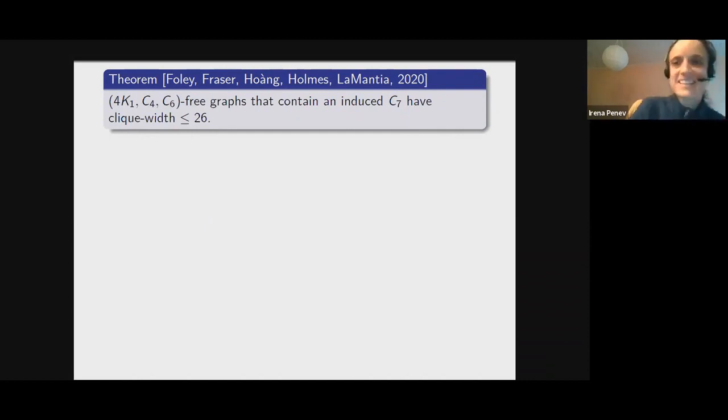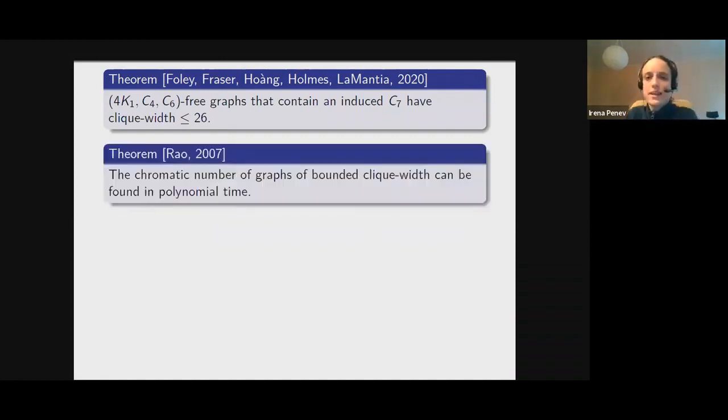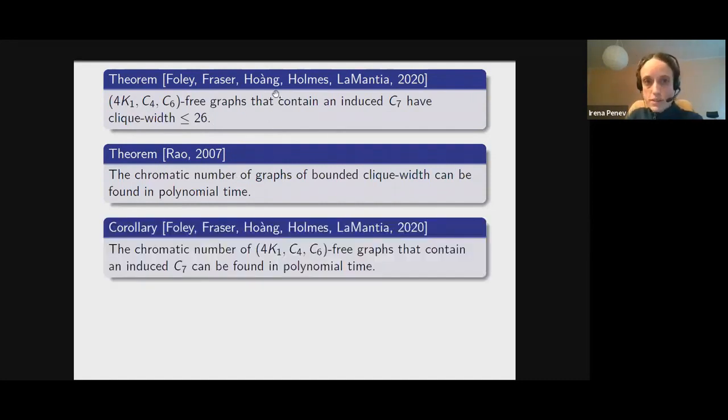If you don't know what clique width is, it doesn't matter. It's some sort of a width parameter. The reason that I care about it is because if you have graphs of bounded clique width, in this case bounded by 26, then you can find the chromatic number in such graphs in polynomial time. So put those two things together and you get that the chromatic number of these graphs can be found in polynomial time. So that's again, even-hole-free graphs of stability number at most 3 that happen to contain an induced C7. But now the question is, what if they don't contain C7?